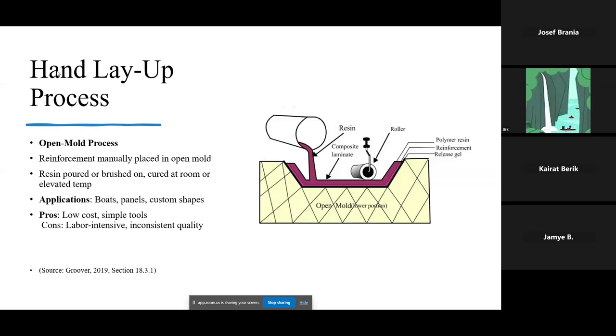For hand layup, which is an open mold process, the reinforcement is manually placed in an open mold. Then there's resin poured or brushed on, cured at room or elevated temperature. This is used for boats, panels, or custom shapes that require an open mold to be used with this resin. The pros are low cost and simple tools. However, the cons are it's quite labor intensive as well as there's inconsistent quality.